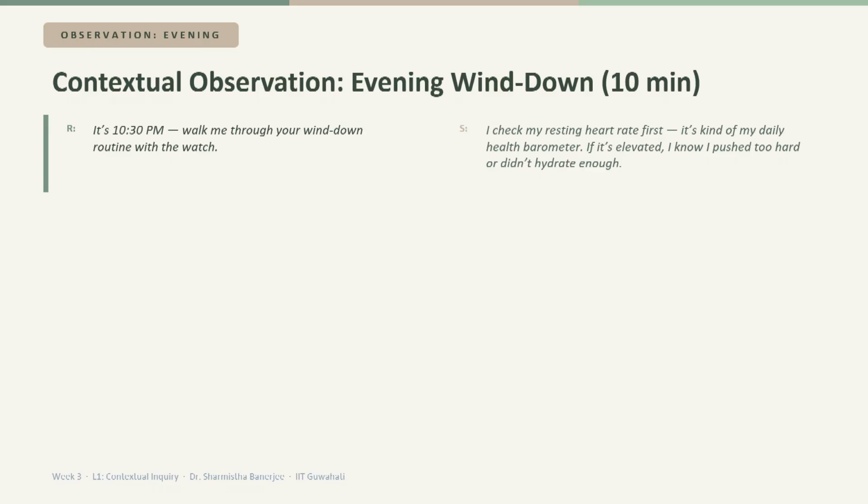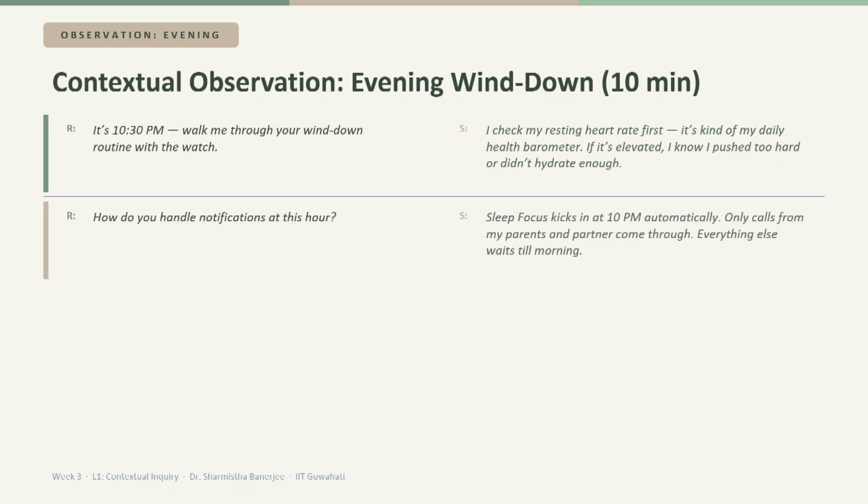It's 10:30 p.m. Walk me through your wind down routine with the watch. I check my resting heart rate first. It's kind of my daily health barometer. If it's elevated, I know I pushed too hard or didn't hydrate enough. How do you handle notifications at this hour?